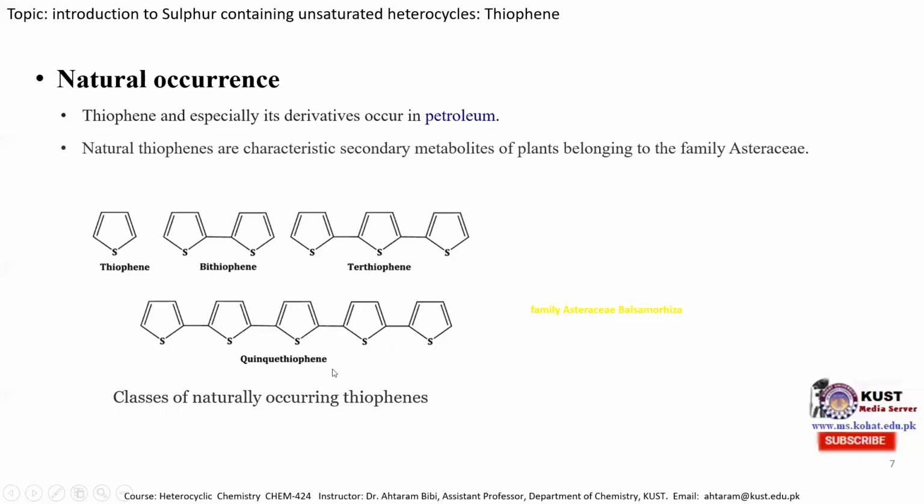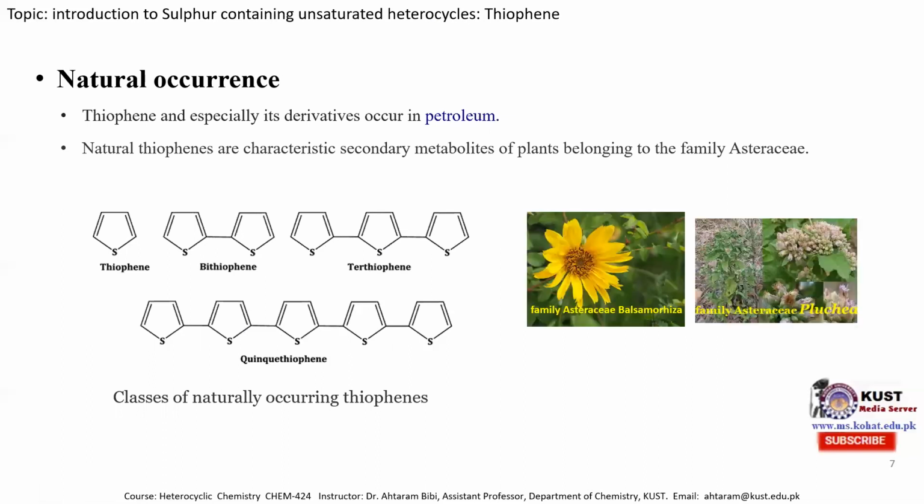These molecules are generally present in plants belonging to the family Asteraceae, and here are some images of the Asteraceae family. So naturally, thiophene molecules can be isolated from petroleum, or they are present as secondary metabolites of plants belonging to the family Asteraceae. Now I will discuss the synthetic methods, that is, how we can synthesize thiophene in the laboratory.